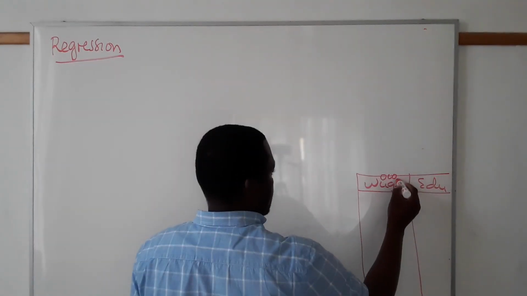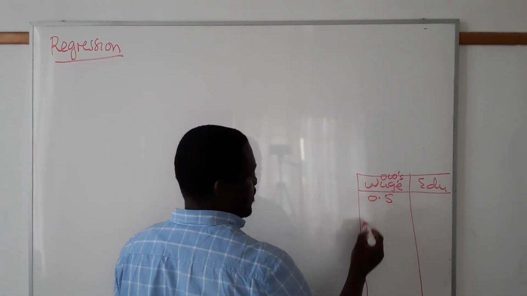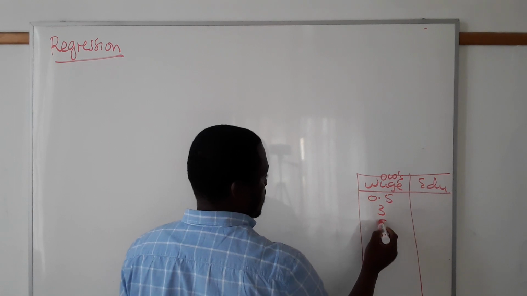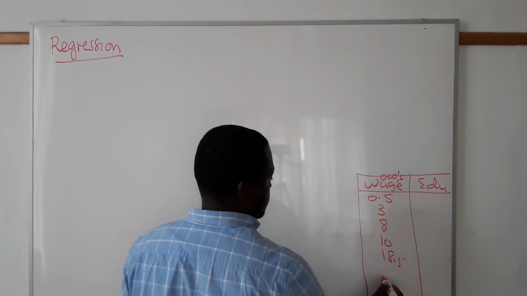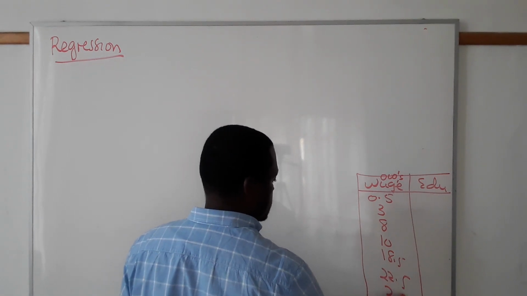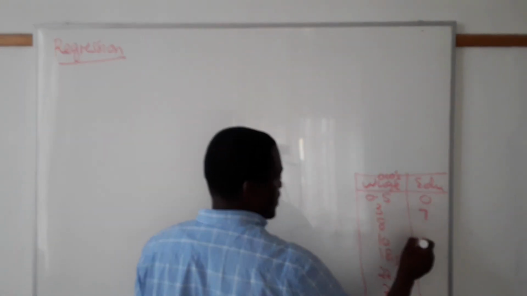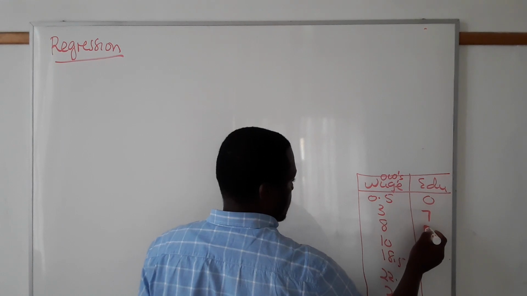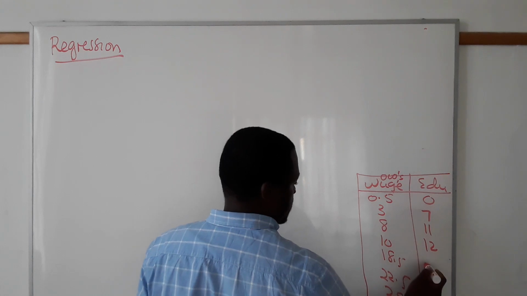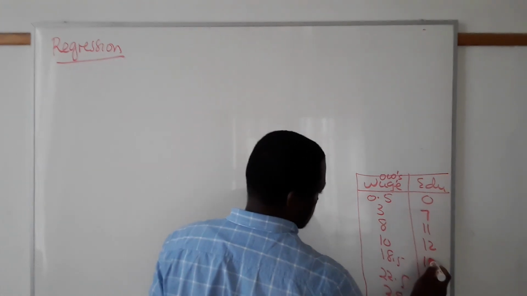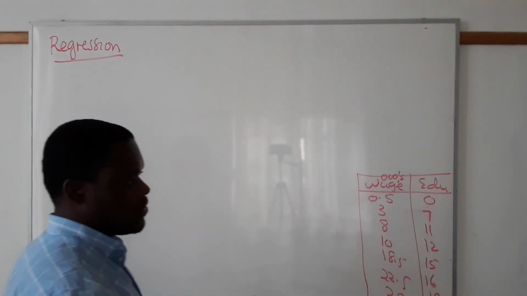Let's say these wages are expressed in thousands, so 0.5, 3, 8, 10, 18.5, 22.5, 29. No education, 7 years of education, 11 years of education, 12 years of education, 15 years of education, 16 years of education, 18 years of education.